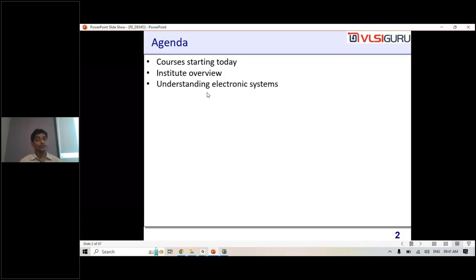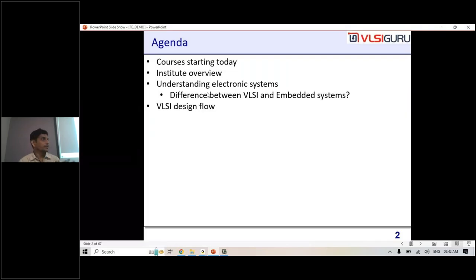We'll then get into a little bit of technical aspects, where we'll start off with understanding the basics of some electronic systems. The idea is to understand what is VLSI, what is an embedded system, just to understand the top-level perspective. Then we'll go into understanding the VLSI design flow as such: what exactly is the VLSI design flow, and what are the two major aspects in that? What is the front-end domain and what is the back-end domain?